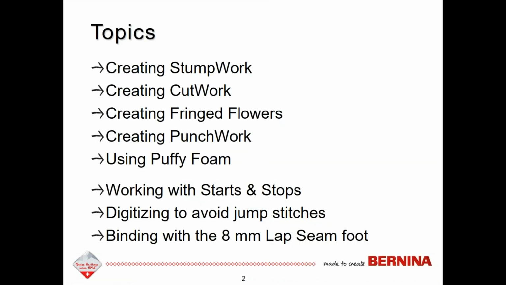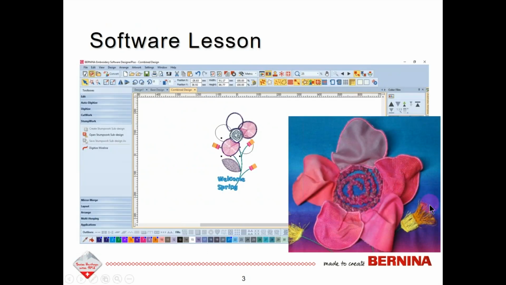In this slide is a list of topics for today's webinar. We will be focusing on the features of Software 8 that can be used to create 3-dimensional elements. Also, you'll learn about starts and stops and digitizing to avoid jump stitches. The banner is also bound using the 8mm lap seam foot. So at the end, I have slides that show you how to do this. So here is the software lesson.